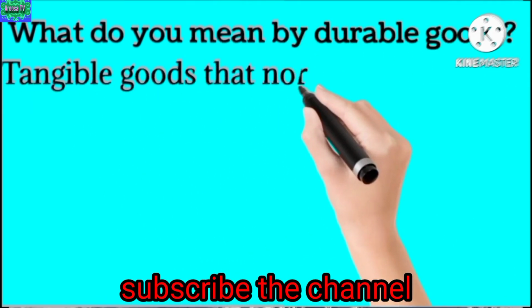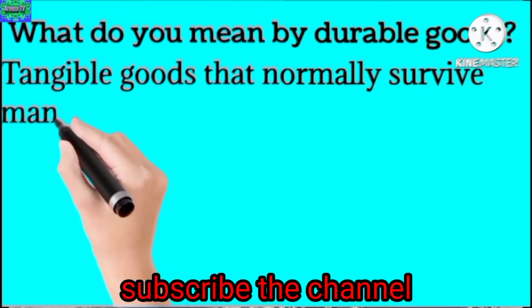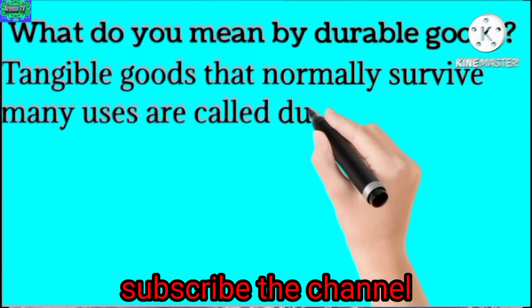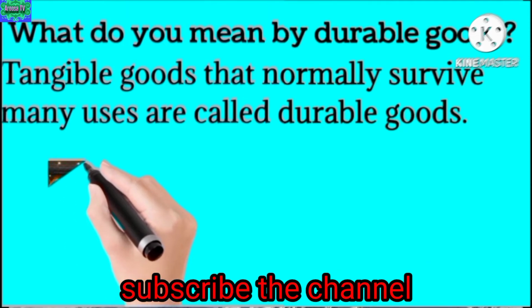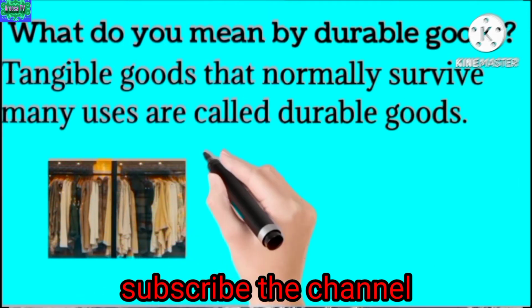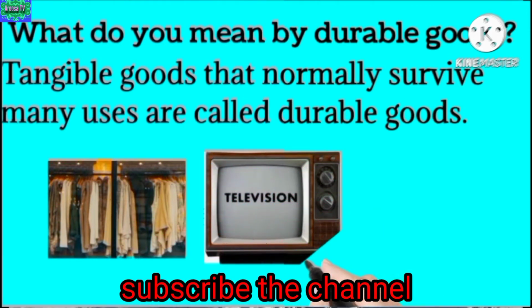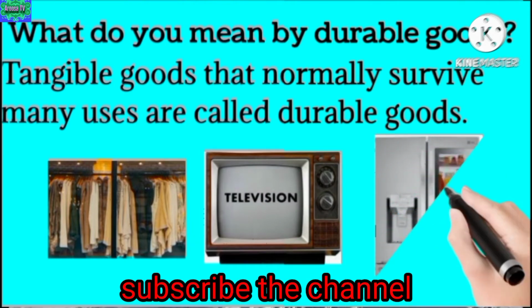What is the meaning of durable goods? Tangible goods that normally survive many uses are called durable goods. Examples are clothing, television, refrigerator.